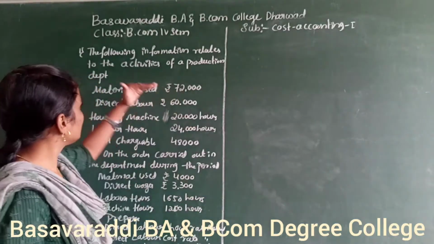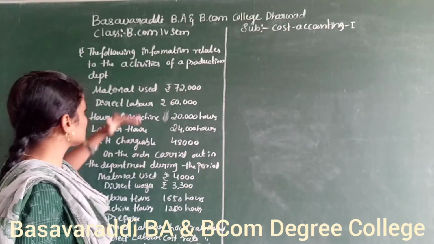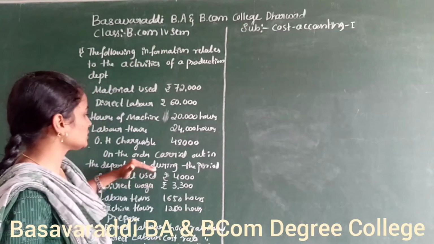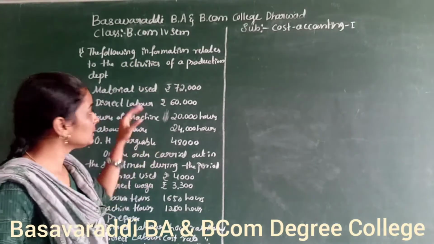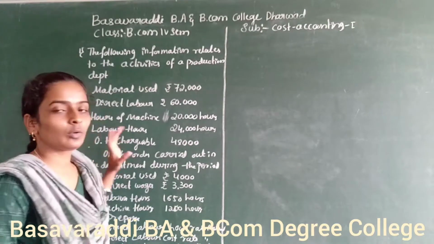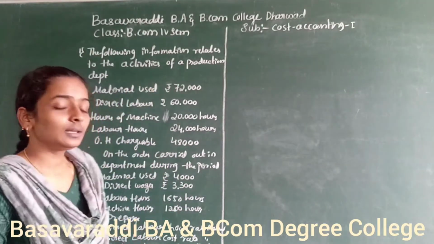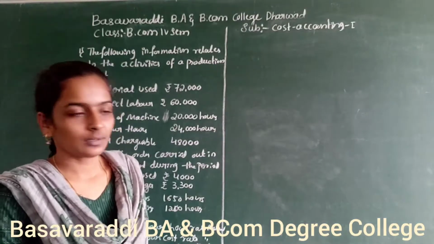Okay, here they have given two departments, that is the production department and the next one is the carried out department, and they have already given us the information. Depending upon this information we have to calculate the direct labor hour method.